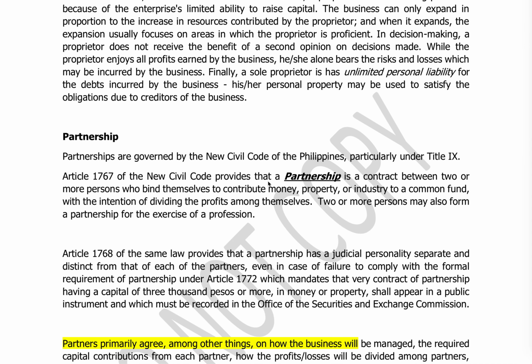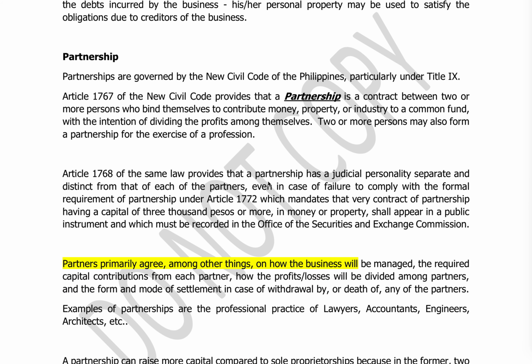What about partnership? Partnerships are governed by the new Civil Code of the Philippines under Title 9. So, ano ba nakalagay doon sa Article 1767? It is provided that a partnership is a contract between two or more persons who bind themselves to contribute money, property, or industry to a common fund with the intention of dividing the profits among themselves.